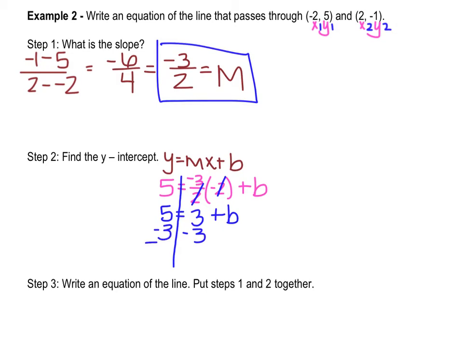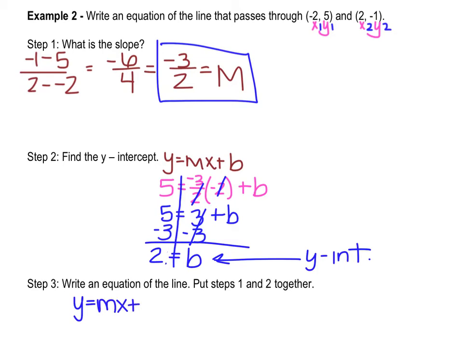Alright, so then we are going to complete this. So 5 minus 3 is 2. And that's a 2, not a z. Sorry about that. Maybe I'll try and write that again. 2 minus 2 is 0. And so we're left with our y-intercept. And we're going to put it all together and write our final equation in slope-intercept form.